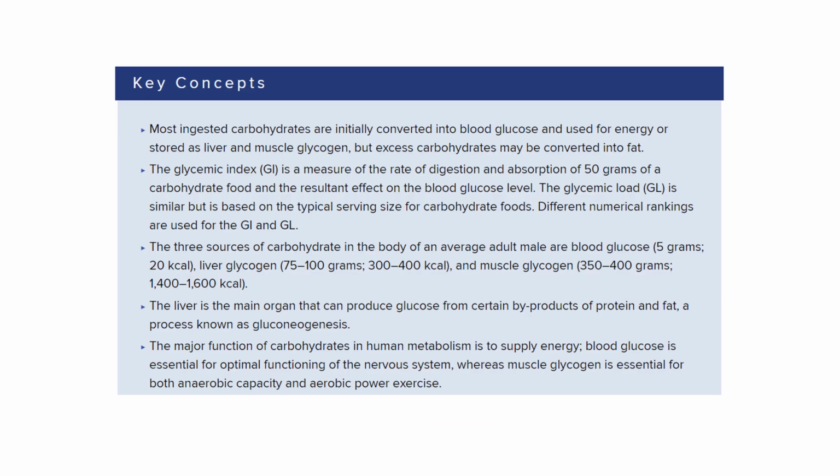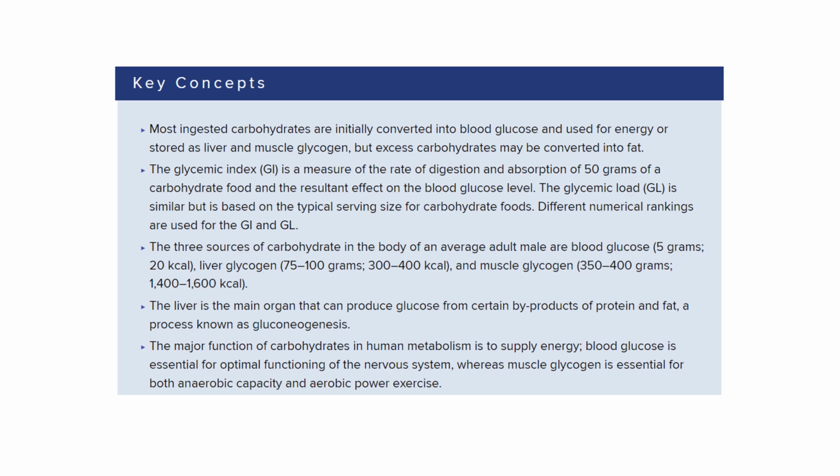And so key concepts for this part 2, metabolism and digestion: most ingested carbohydrates are initially converted into blood glucose and used for energy or stored as liver and muscle glycogen. But excess carbohydrate may be converted into fat. Now, the glycemic index is a measure of the rate of digestion and absorption of 50 grams of a carbohydrate food and the resultant effect on the blood glucose level. The glycemic load is similar, but it's based on the typical serving size for the carbohydrate food. And so there are different numerical rankings used for GI and GL.